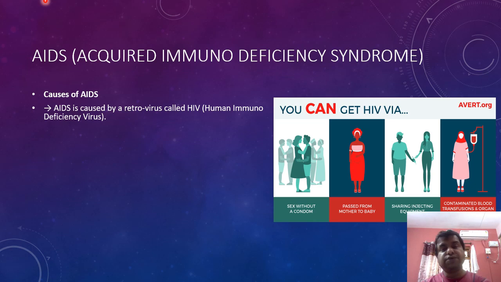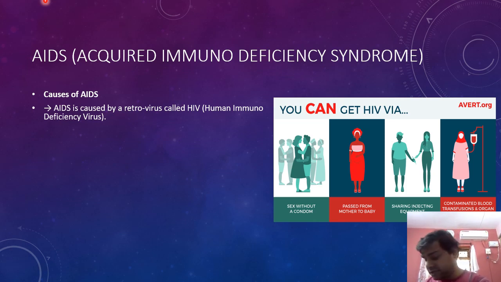So blood transfusion refers to transfer of blood from one individual to another. Okay, and same thing happens with donation of organs. Organ donation, the individual is checked whether that person has got HIV or not before the organ is transplanted or put into another individual. Okay, so AIDS is caused by a virus. It's a retrovirus called HIV.